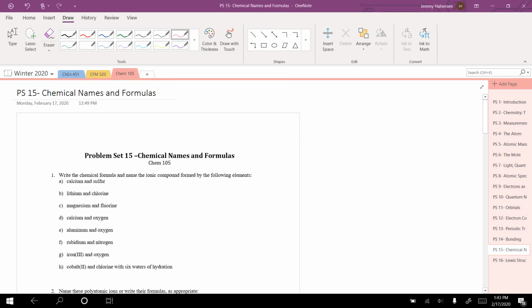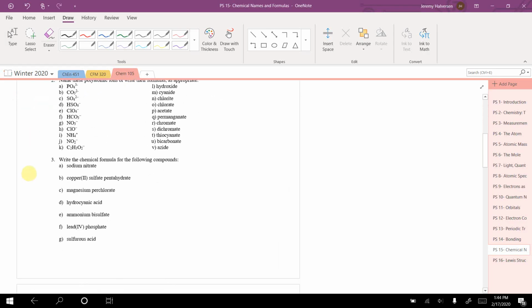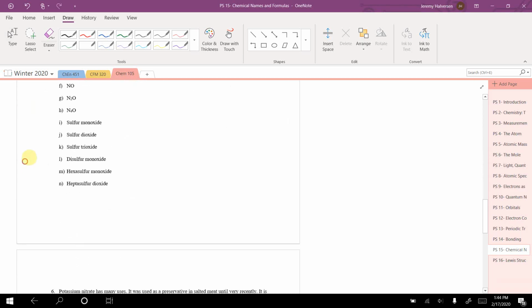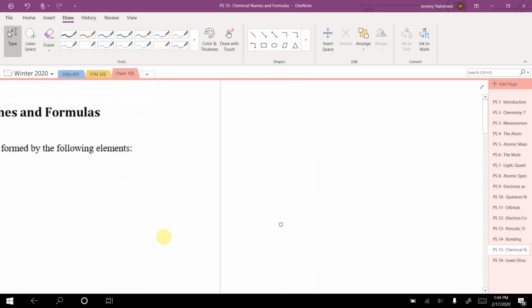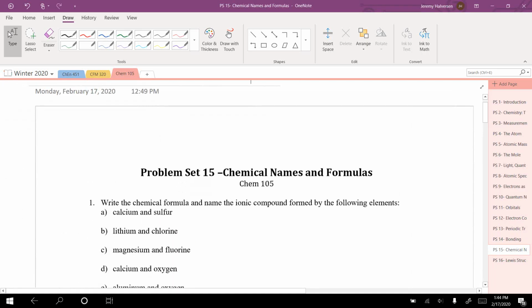Okay, this is problem set 15, where we start talking about chemical names and formulas and the nomenclature that we use in order to identify different molecules. So the first thing I'm going to do here is go through the rules for naming chemical compounds, and then it'll just be a matter of applying it throughout this problem set. So I'm just going to jump over here, and we're going to talk about the rules.